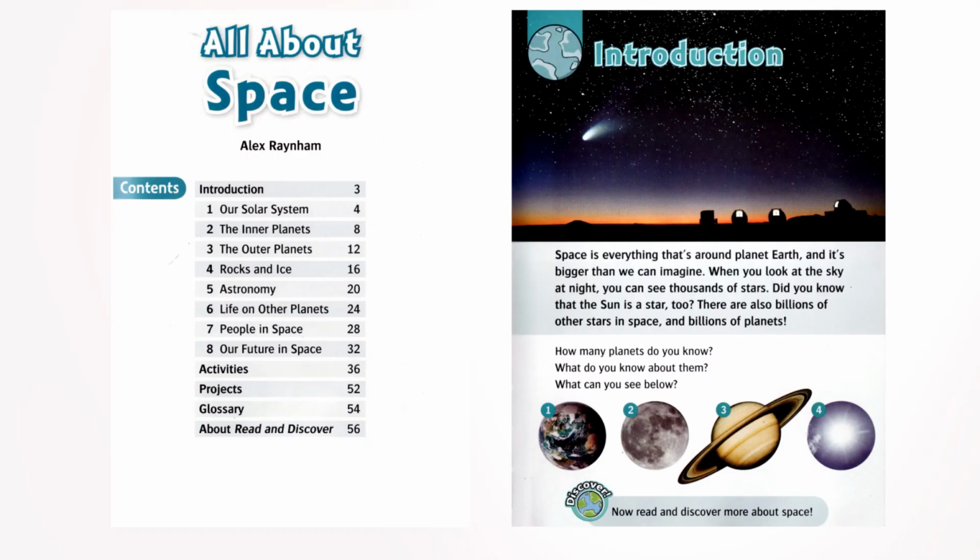All about space. Introduction. Space is everything that's around planet Earth, and it's bigger than we can imagine. When you look at the sky at night, you can see thousands of stars. Did you know that the sun is a star too?